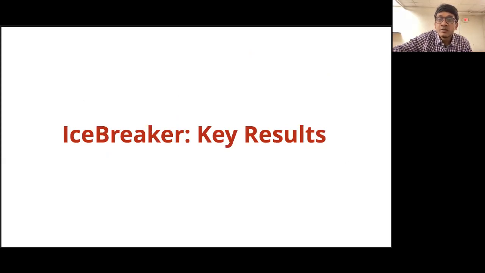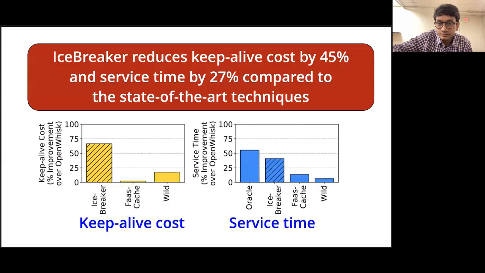Now let us discuss some of the key results that we obtained from IceBreaker. IceBreaker was evaluated with a serverless benchmark suite following the production workload trace from Microsoft Azure from the ATC 2020 paper Serverless in the Wild. The main sets of results are from a cluster of 10 high-end servers and 18 low-end servers. First of all, compared to state-of-the-art techniques like FaaSCache from ASPLOS'22 and Serverless in the Wild from ATC 2020, IceBreaker reduces the keep-alive cost by 45% and service time by 27%.